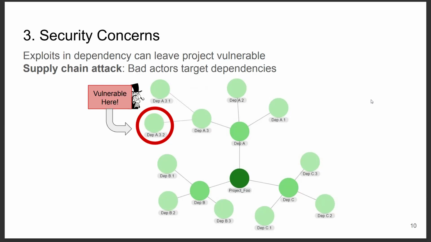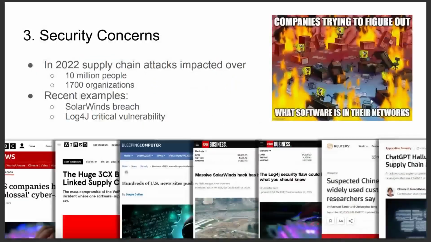actor, in an attempt to target you or your project, which might be really secure. Maybe it's like Fort Knox, you've done your due diligence. But there's a wider attack surface, and they'll go for that weakest link dependency so they can get to you. Just to motivate this a little bit more, in 2022, supply chain attacks impacted over 10 million people and 1,700 organizations. Some recent examples that you'll probably recognize are the SolarWinds breach and the Log4j critical vulnerability.